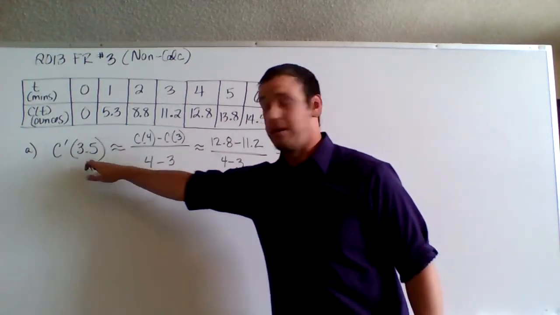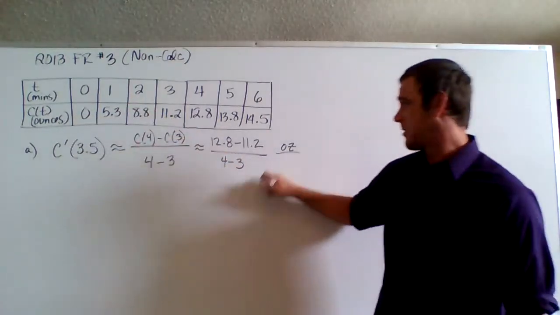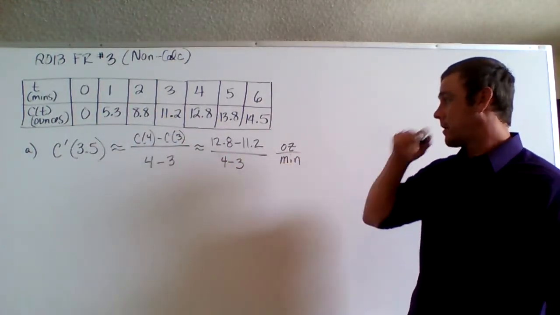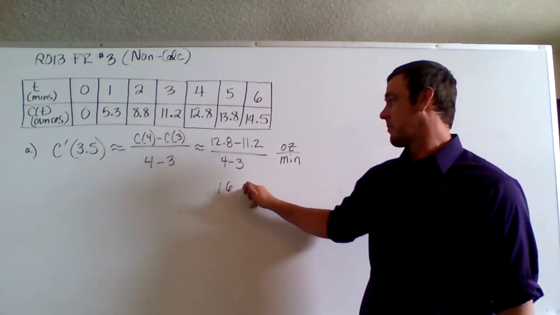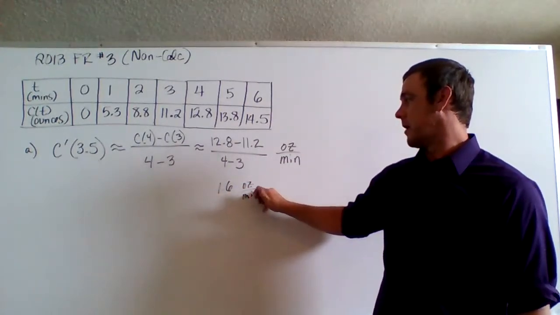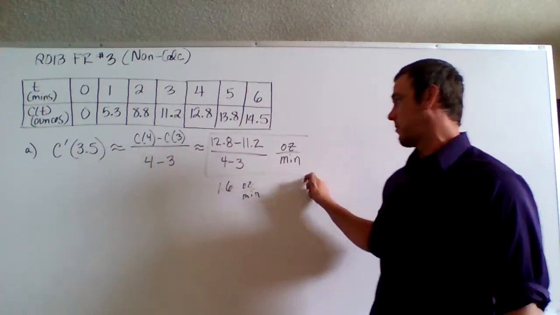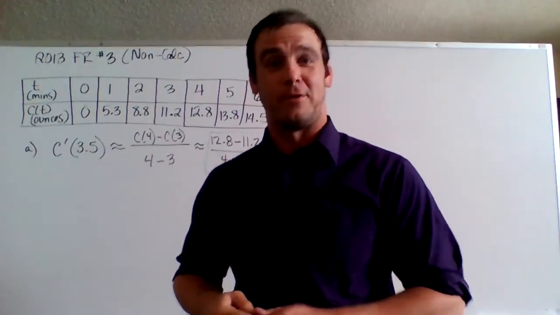On the bottom here, we got our time. Our time is measured in minutes. If you were to work this out, it's going to come out to 1.6 ounces per minute. But we want you to stop here because you might screw that up because your algebra is so outstanding.